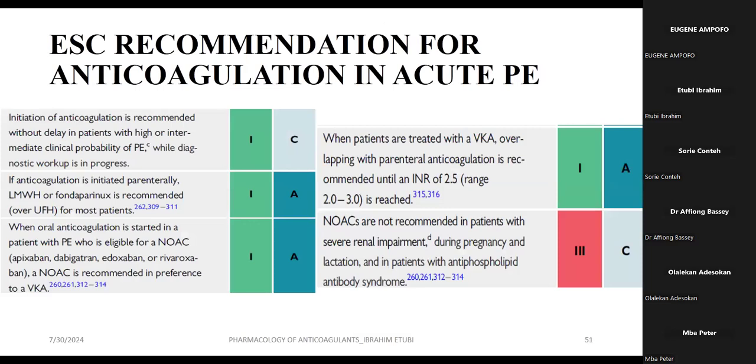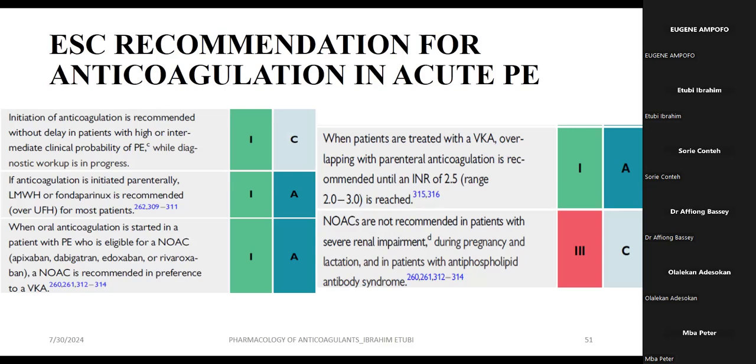And then we have more guidelines from ESC regarding use of anticoagulation in acute pulmonary embolism. The initial one is that initiation of anticoagulation is recommended without delay in patients with high or intermediate clinical probability of pulmonary embolism while diagnostic workup is in progress. Okay, so we can start off anticoagulation while we're still trying to clinch the diagnosis.